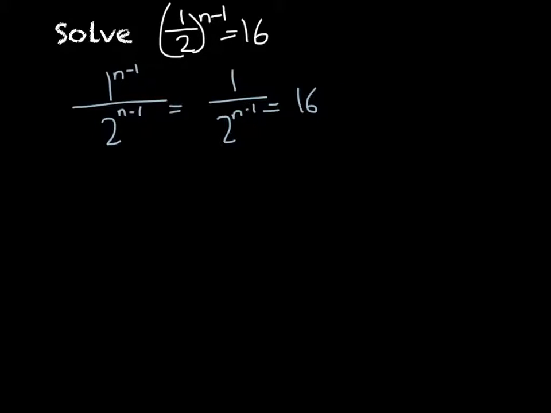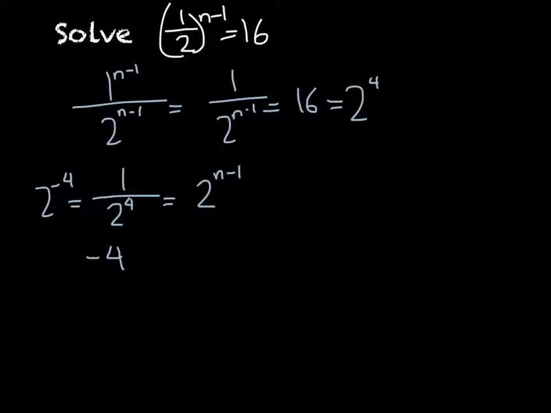Now we can recognize that 16 is equal to 2 to the 4th, so we can write that in. And now what we can do is some algebraic manipulation so that we end up with 1 over 2 to the 4th is equal to 2 to the power of n minus 1. And now 1 over 2 to the 4th, we can rewrite this expression as 2 to the power of -4 by our laws of exponents. And now we can see that -4 equals n minus 1. So n equals -3 is our answer.